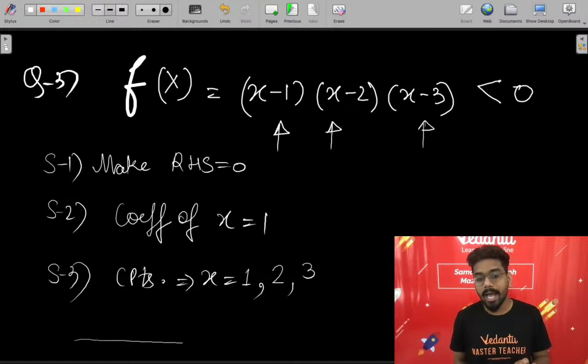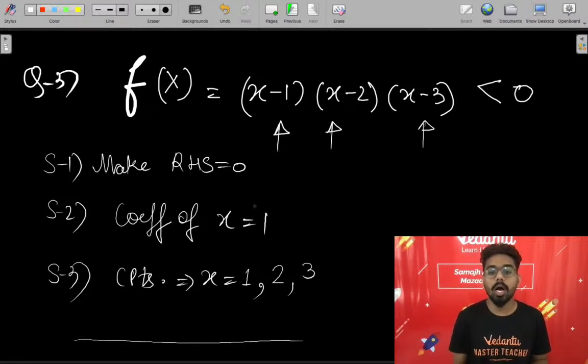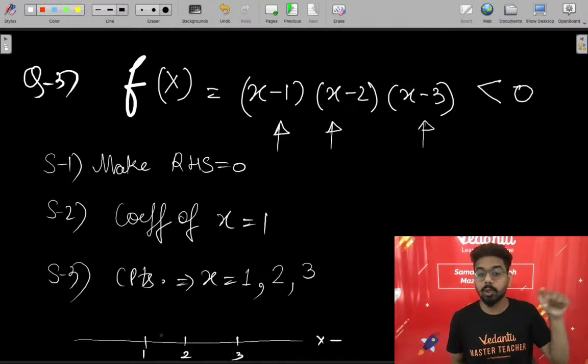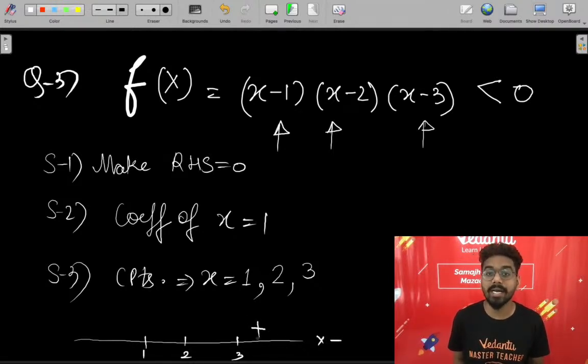And now draw the x axis. This is your x axis. And mark the critical points over here in the same manner as on a number line. On the number line, 1 is over here, 2 is over here, 3 is over here. And now start with the positive sign from the most right hand side, and then you will check this factor.